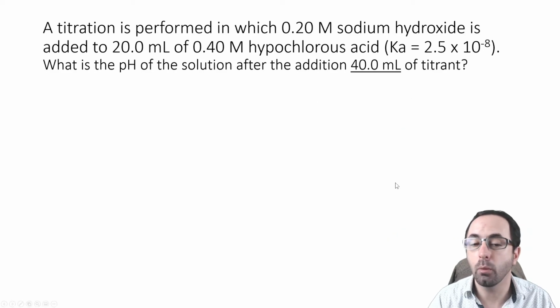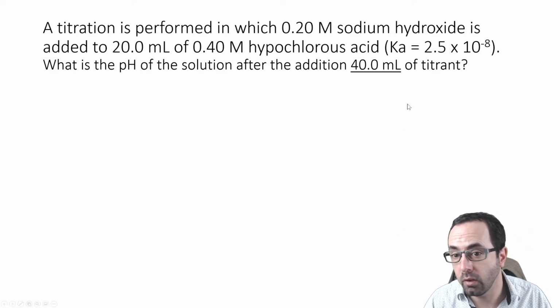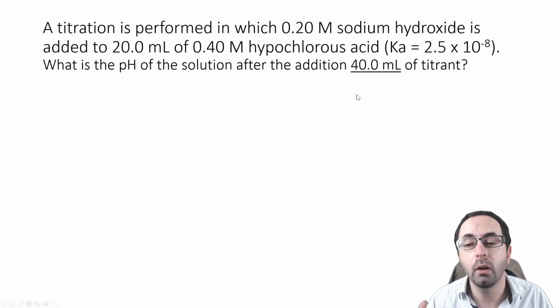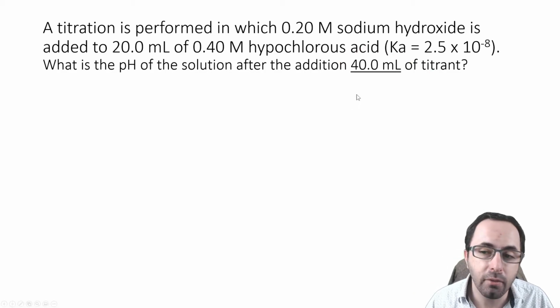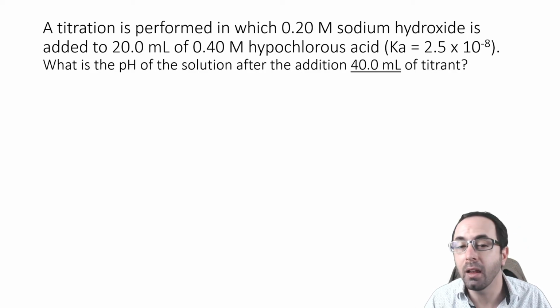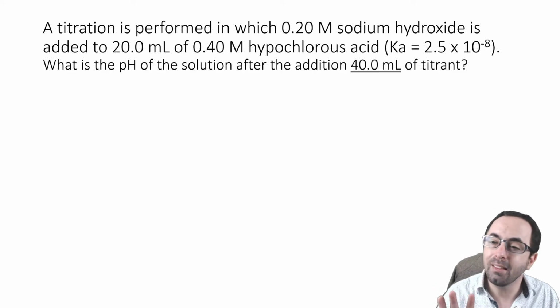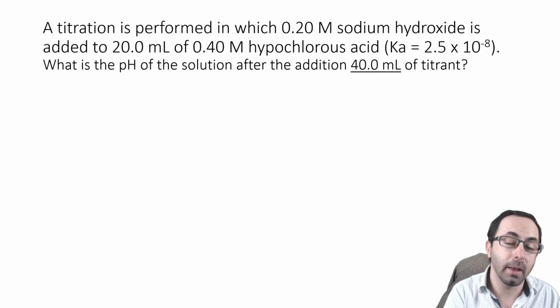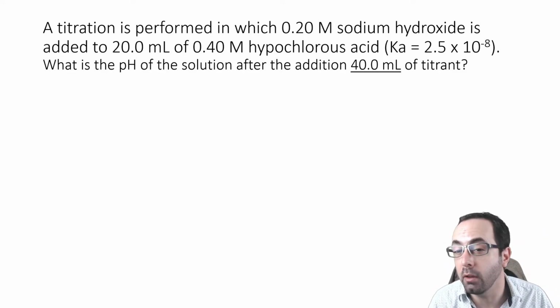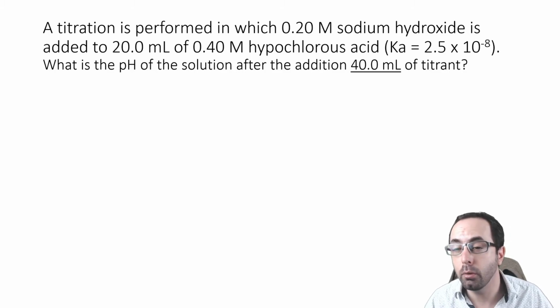Next is when we add 40 milliliters of titrant. So that's what's different here. We already calculated that when we added 40 milliliters of the sodium hydroxide, that was when we were going to reach the equivalence point. But let's say you hadn't calculated that beforehand. You will still find out that you're at the equivalence point. Let's go through the same process. It's going to be exactly the same. We're just going to end up being at the equivalence point.